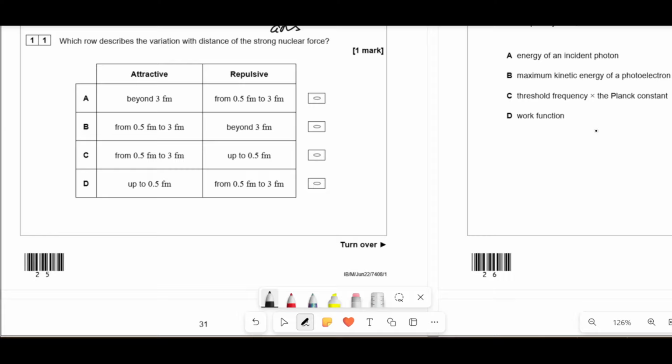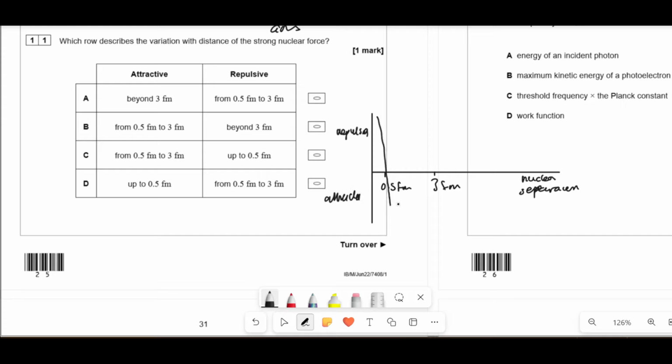So the key thing is that when you're less than about 0.5 femtometers, it's repulsive. Whereas when you go past the 0.5 point, it's more attractive instead. So the graph looks like this, here at 0.5 fm, that's 3 fm. This is nucleon separation, and this is repulsion, this is attraction. It looks like this, and then it's attractive past that point, but then it starts to shoot down to zero. So that's the strong nuclear force. Based on that, it's C.